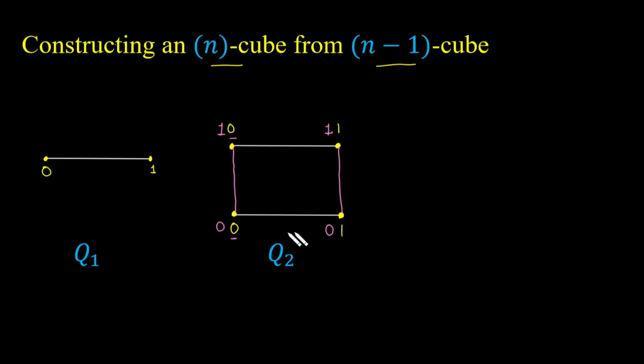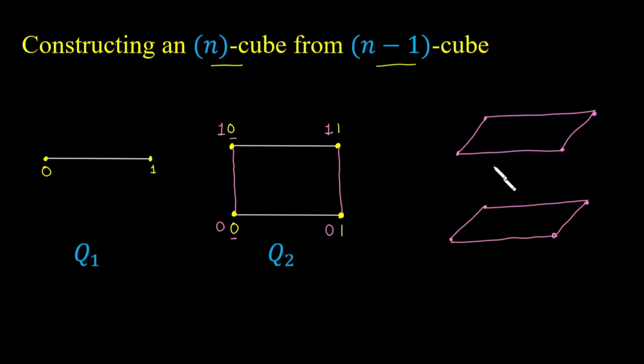Similarly, we will construct the Q3 graph with the help of Q2. So make two copies of it, thinking of one as the top and the second as the bottom. Label them the same way: 00, 01, 11, 10, and the same labels over here: 00, 01, 11, 10.